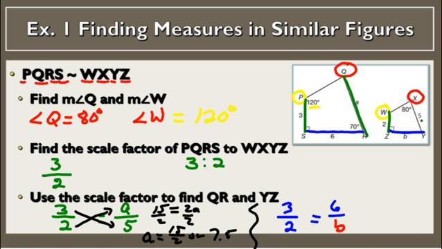All I need to do is cross multiply. So 3 times B is 3B equals 2 times 6, which is 12. To get B by itself, divide by 3. B has to equal 4. So we just used the scale factor to find the missing side lengths of our figures.